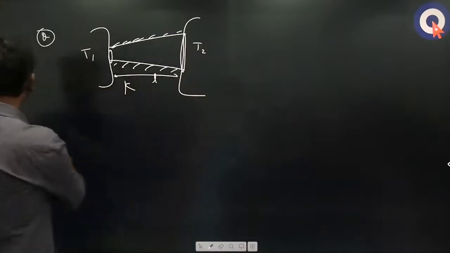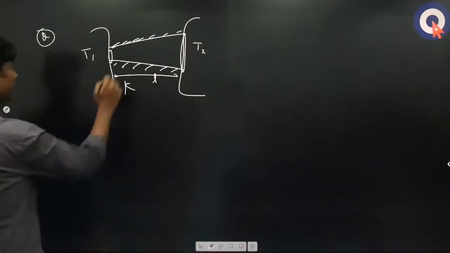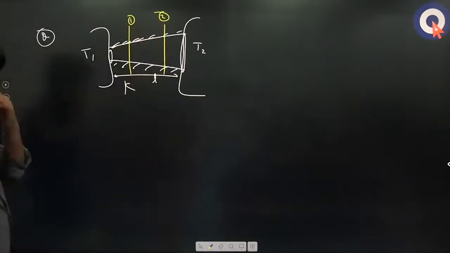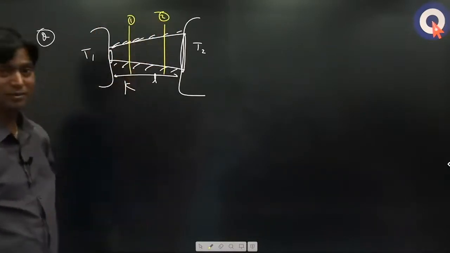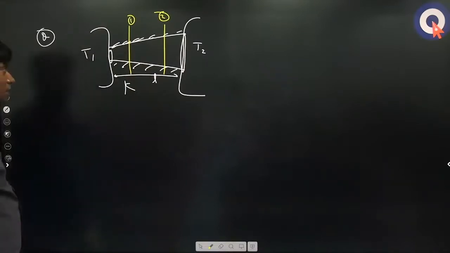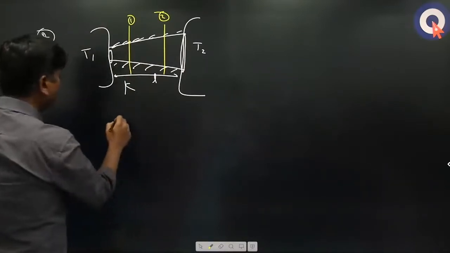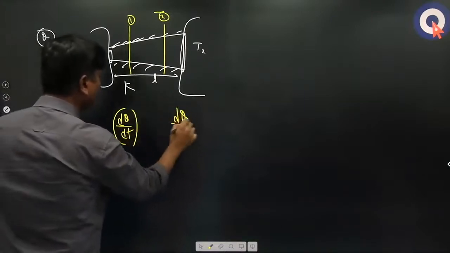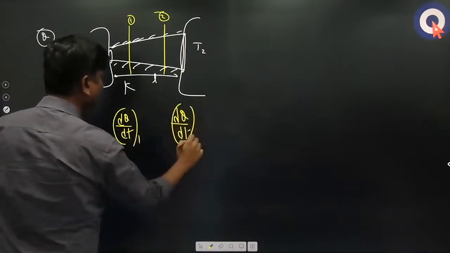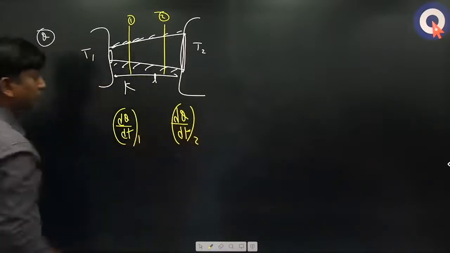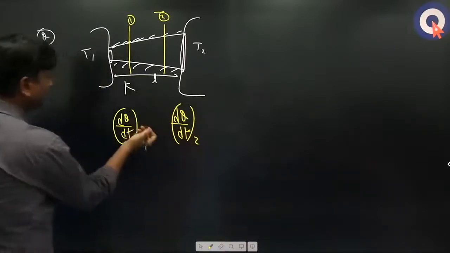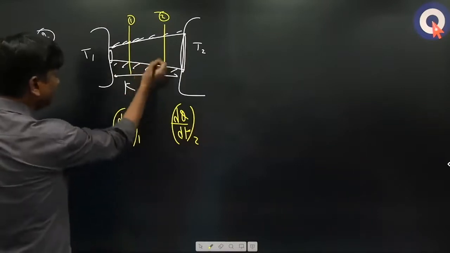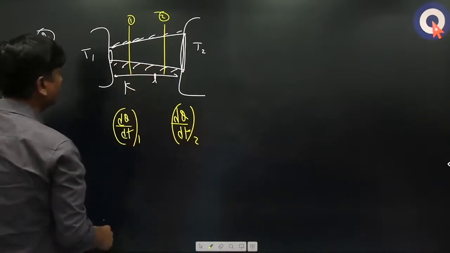So whatever the rate at which heat is transferred, if you take two points, a first section and a second section, dq by dt, the rate at which heat is transferred across the first section and the second section, which is greater and which is less? That we have to find. Similarly, for the areas, we know which area is more and which is less.